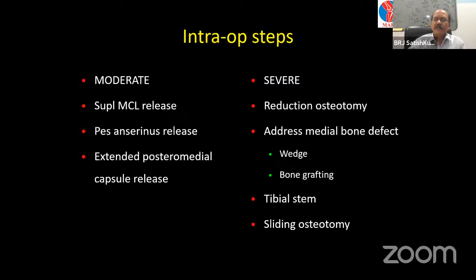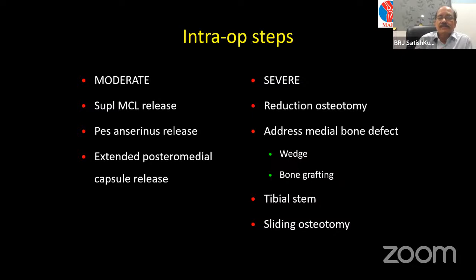But the moderate and severe categories, even though we define them radiologically, the correction of deformity may progress differently. In some cases where there are huge osteophytes, after removing the osteophytes, the release required may become less. In some cases, you may think it is moderate, but the knee is stiff, and you may have to release more. So this is the thing.